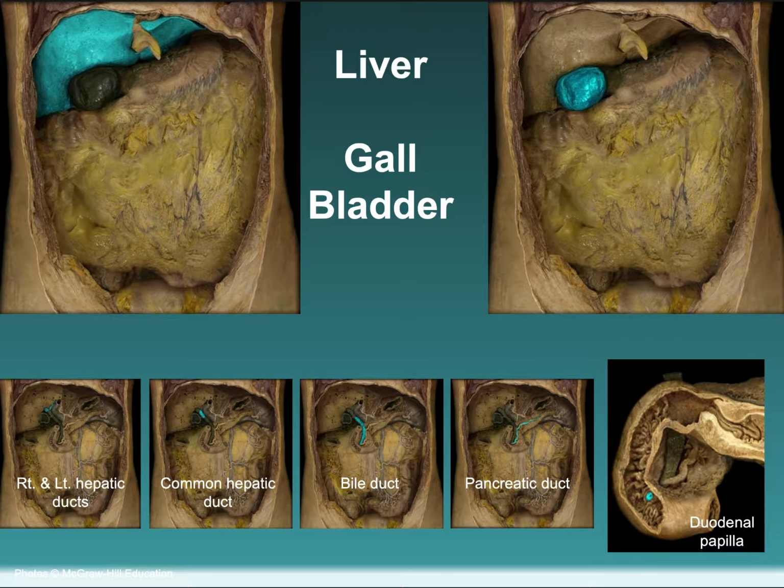Here is the positioning of the liver. You can see it in the upper left. Here I'm showing you the gallbladder that's nestled within the liver. And I think it's important to note at this point that the liver very much conforms, that is, it gives in to the shape of the structures around it.